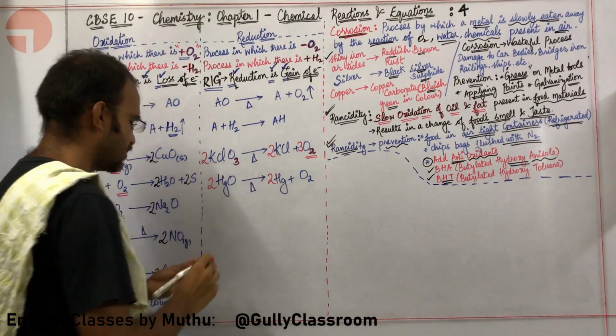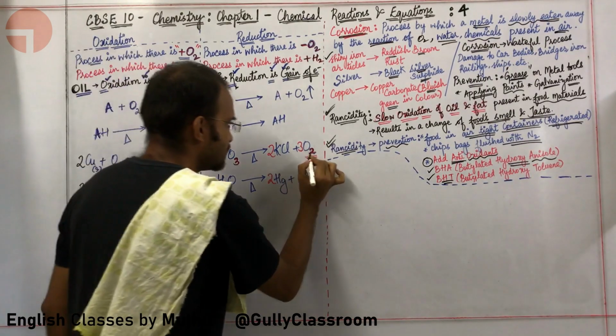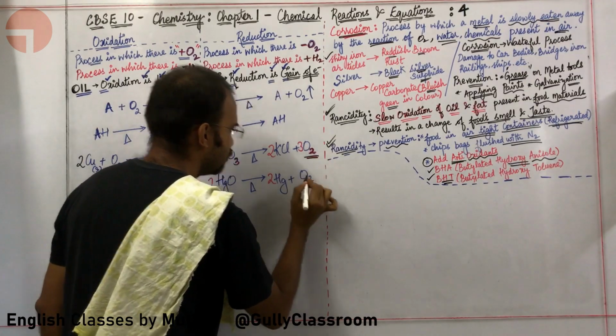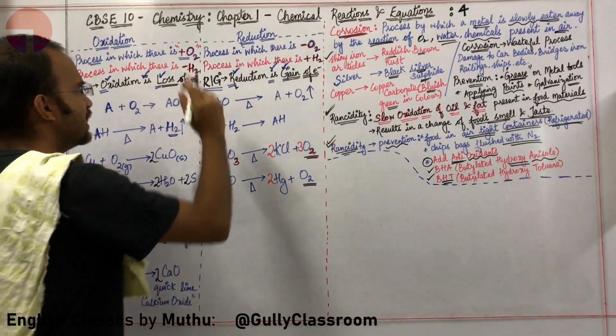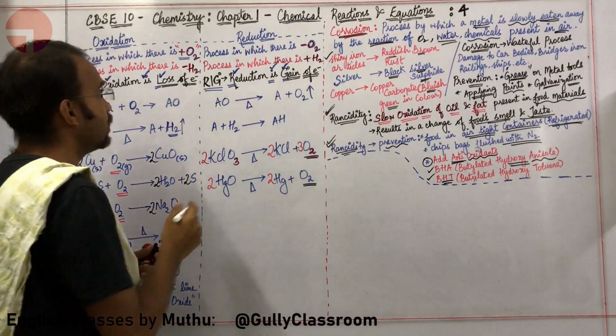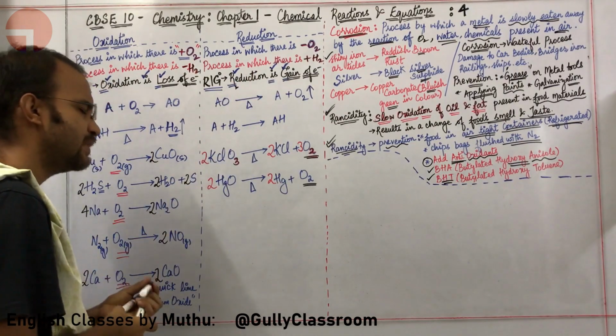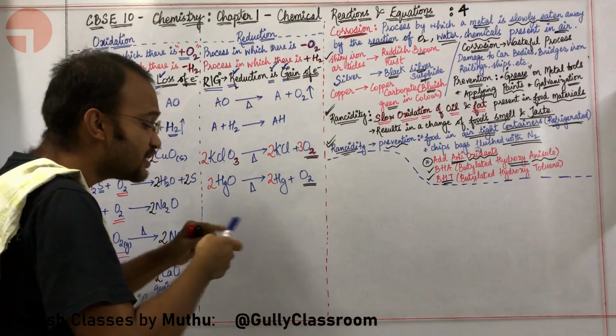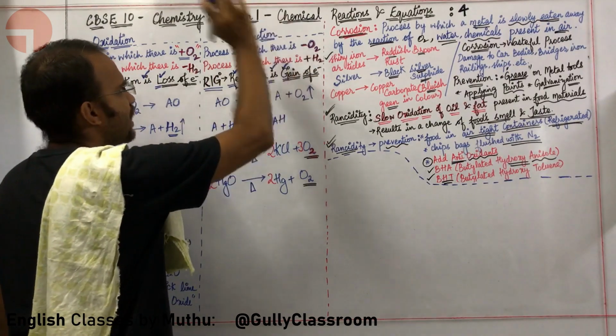In both these reactions, what is happening? Oxygen is being removed. Removal of oxygen is once more reduction. Okay, sir. Now let us go for addition of hydrogen. Some reactions of reduction which are based on addition of hydrogen.